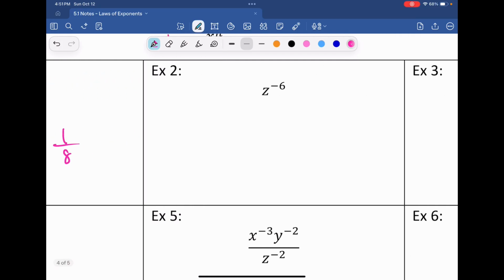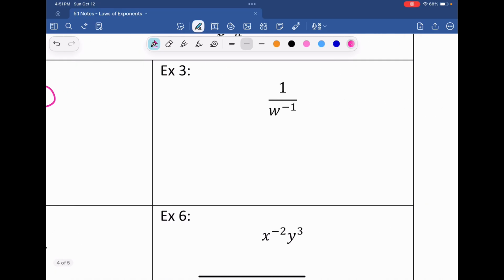Z to the negative 6. Put it over 1. This is going to go to the bottom. 1 takes its place. Exponent becomes positive. Okay, this is going to go up. 1 takes its place. Exponent becomes positive, and technically it becomes 1. I don't need the over 1. I don't even need the exponent 1.